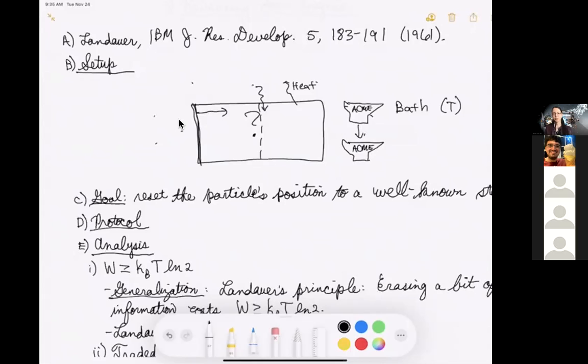There seems to be a very active conversation on the chat. So erasing a bit costs work or heat. Erasing a bit costs work. We have to pay work. The work is dissipated, so it turns into heat.